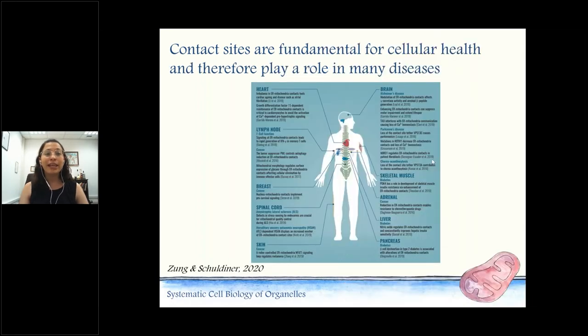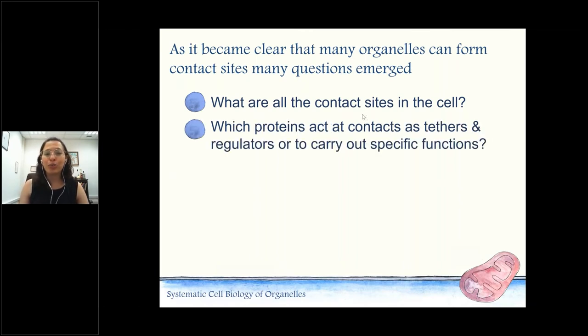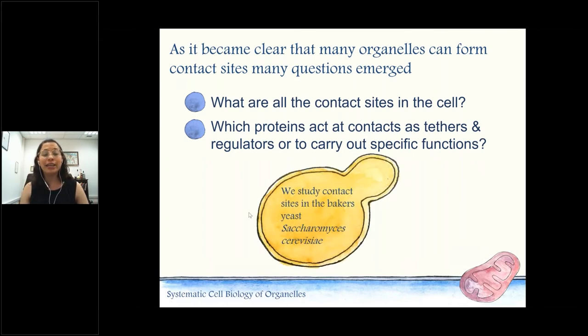So in recent years, it became clear that these contact sites are fundamental for cellular health and for maintaining cellular homeostasis. So it wasn't a surprise to find that they play key roles in many different diseases. And this list is only for mitochondrial contact sites, and the full list is even longer. So in our lab, we're interested in understanding contact sites biology. And as it became clear that many different organelles can form these contacts, many new questions emerge, such as what are all the contact sites in the cell? And also which proteins can act as tethers and regulators in these contact sites and carry different functions in the contact. So since contact sites are evolutionarily conserved and they can be found basically in every cell type, we are studying them in the yeast, the model organism, the Baker's yeast Saccharomyces cerevisiae.